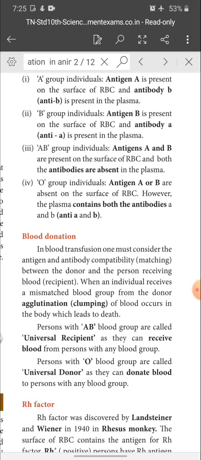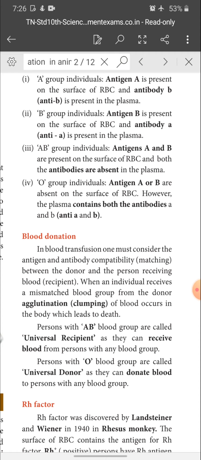Then the next one is universal donor. Who is the universal donor? O blood group is called the universal donor. Why are they called so? Because the O blood group can give blood to all types of blood group persons. He can give to O, A, B, AB, all.